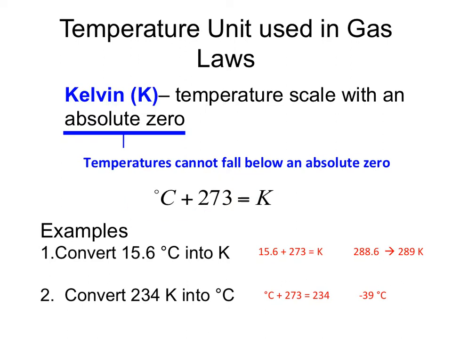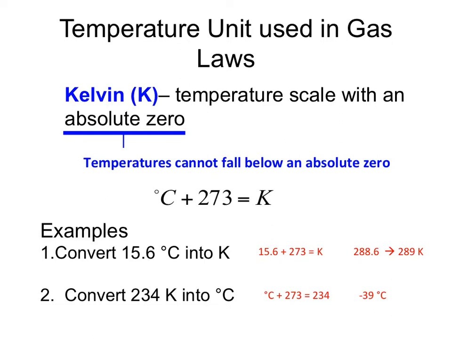And just as a note of reference, the temperature scale with absolute zero is the Kelvin scale, and in theory, temperatures cannot fall below absolute zero. Absolute zero is negative 273.15 Celsius, or 0 Kelvin.